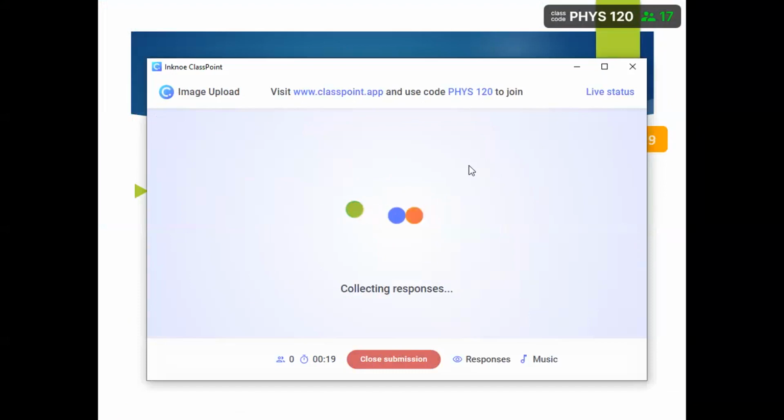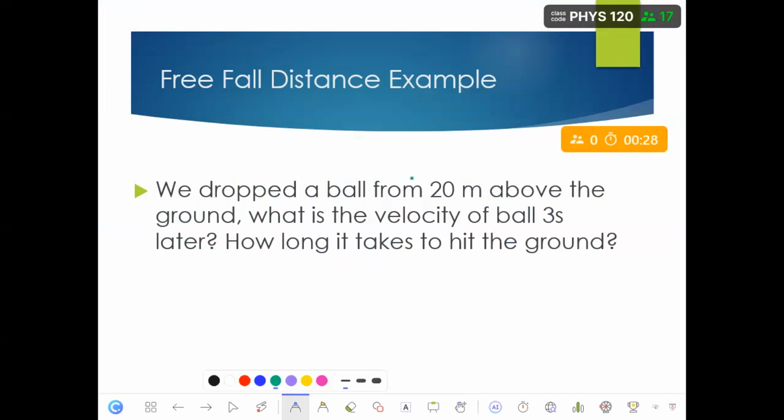Yes. It is in page. It is, yeah, free fall distance example. No, it is not here. 20 meters. Because we have it. I will save this and put it in the PowerPoint, so you will have two copies.